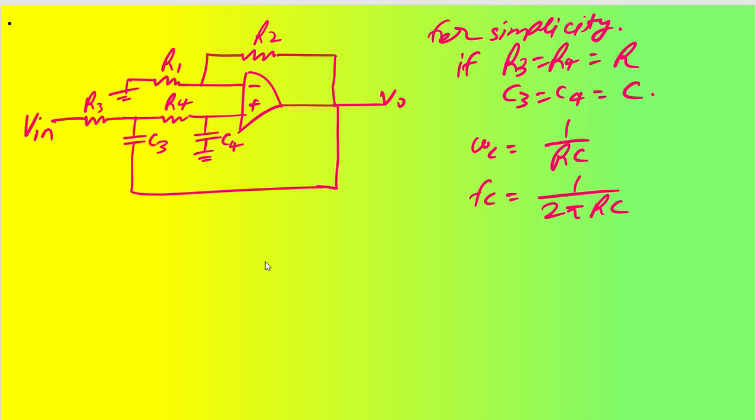Let us say for simplicity, if you want to know the cutoff frequency, we are going to consider these two resistors equal and these two capacitors equal. In that case, R3 and R4 are equal, and C3 and C4 are also equal. So my cutoff frequency will be omega C, which is 1 by RC, or in terms of hertz, 1 by 2 pi RC. So let us open Multisim and try to simulate this particular circuit for 10 kilohertz.